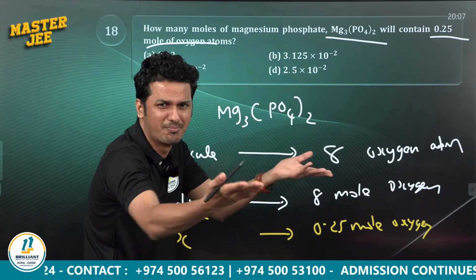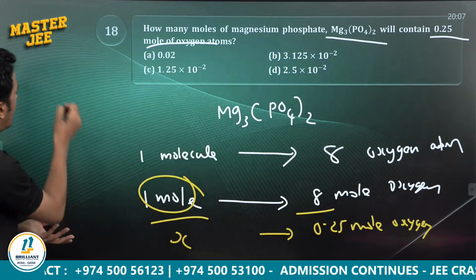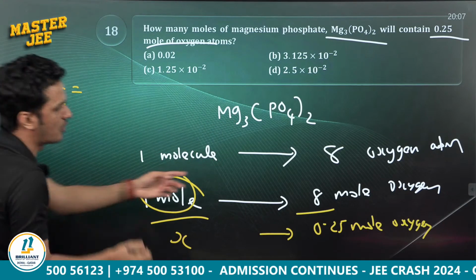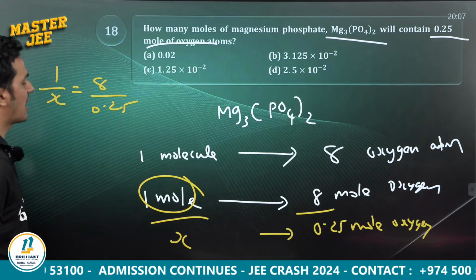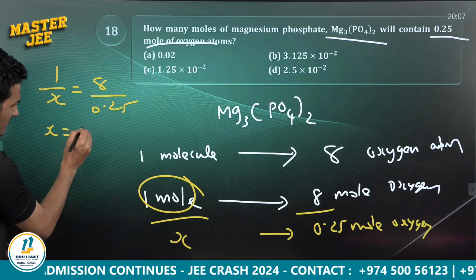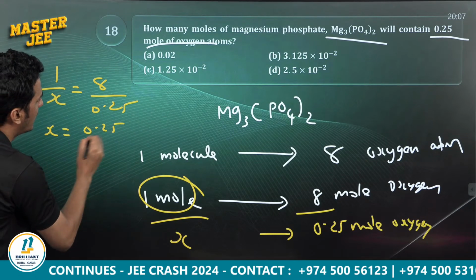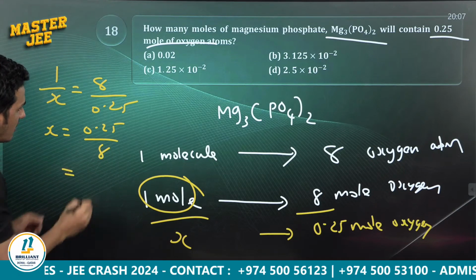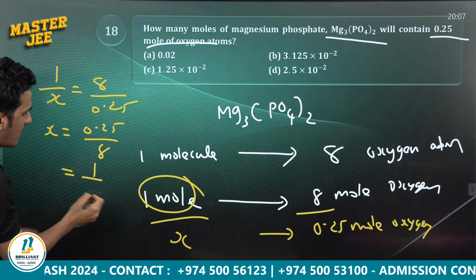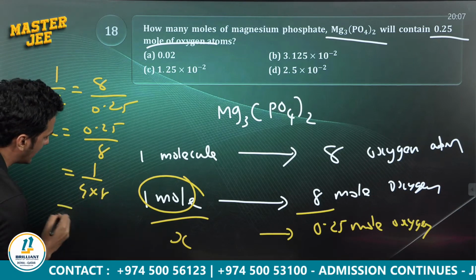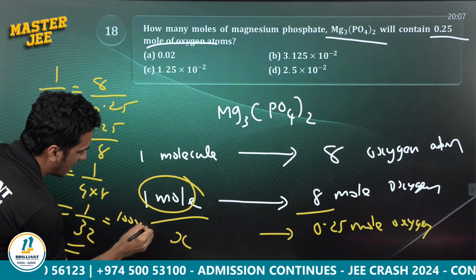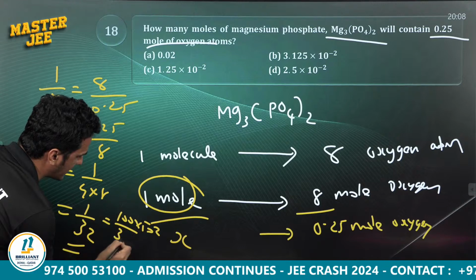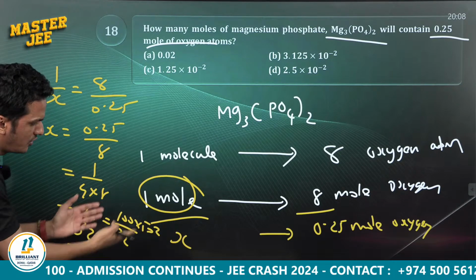Normal mathematical simple idea. So what's the idea? 1 divided by X will be equal to 8 divided by 0.25. So that means X is equal to 0.25 divided by 8. So that means 1 by 0.25 means 1 by 4. 1 by 4 into 8 means 1 by 32. 1 by 32 means 100 into 10 raised to minus 2 divided by 32, that is 3.125 into 10 raised to minus 2.